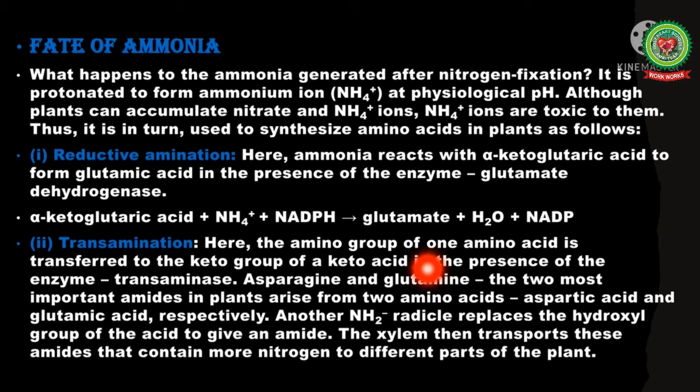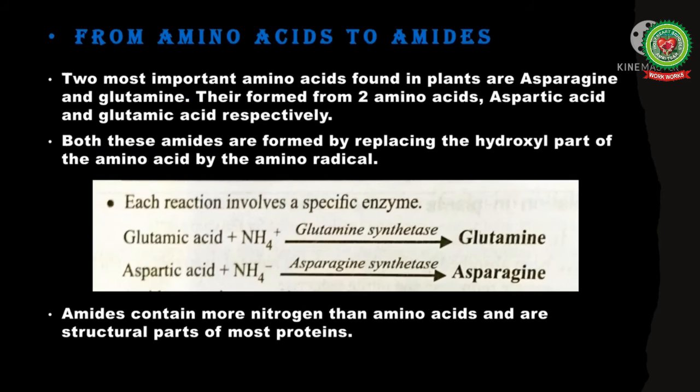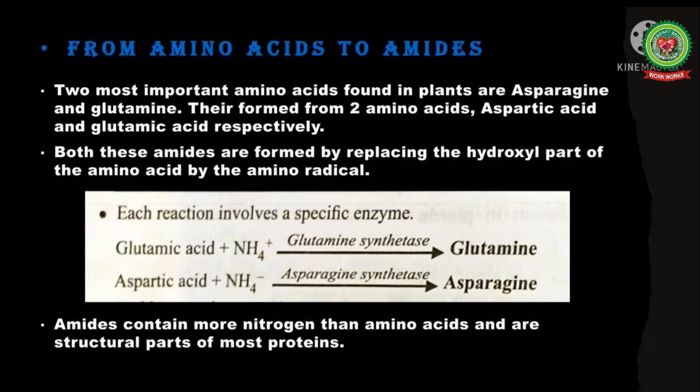As already discussed, the two most important amides found in plants are asparagine and glutamine. They are formed from two amino acids, aspartic acid and glutamic acid respectively. Both these amides are formed by replacing the hydroxyl part of the amino acid by an amino radical. You can see here glutamic acid combines with ammonium ions to form glutamine, as well as aspartic acid combines with ammonium ions to form asparagine. Amides contain more nitrogen than amino acids and are structural parts of most proteins.